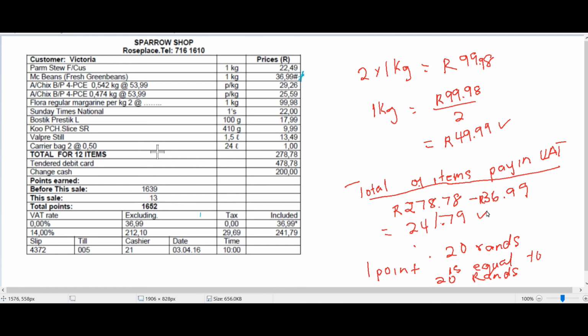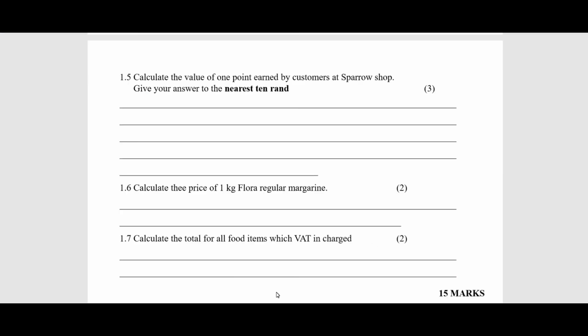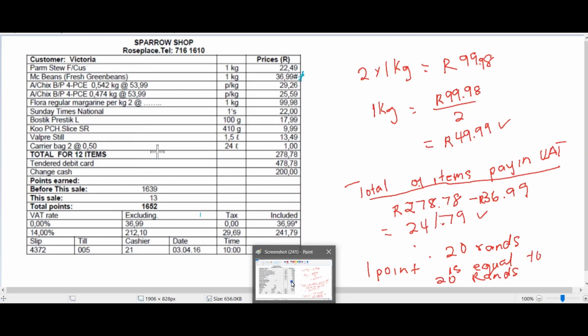So I think we are done with all the questions. Let's confirm. Yes, we are done with all the questions. So now you have to make sure that you are studying at home, because now that the lockdown has been extended, it means that you have more time on your own to study and less time at school. So make sure you're at home studying.